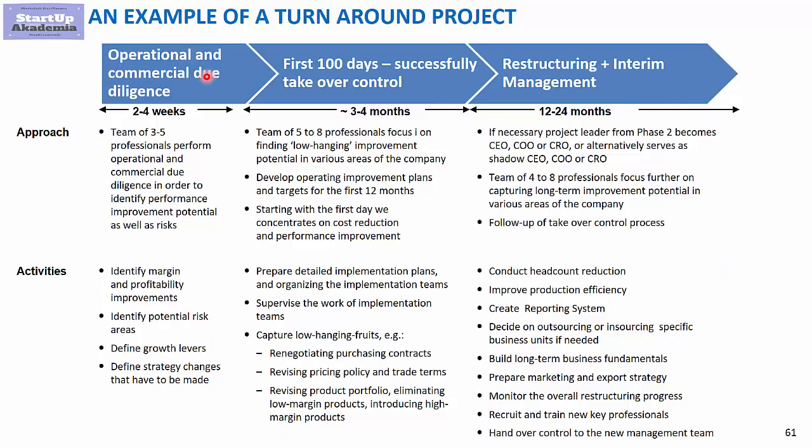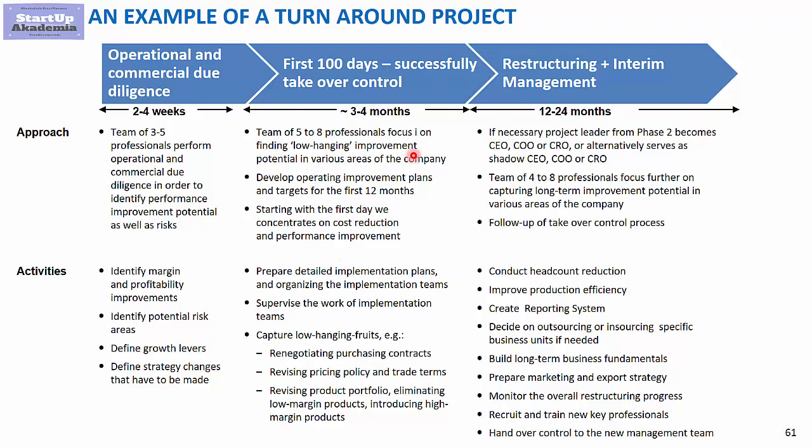Let's start with the first example. This is an example of a turnaround project, which consists of 3 phases: operational and commercial due diligence, first 100 days successful takeover control, and then restructuring interim management. I show here the duration in weeks for all stages, and then I show them our approach, so how we would approach specific stuff and what kind of activities we would be doing in each and every phase. So they know roughly what's gonna happen to them, what is the framework we're gonna use, how long it will take, and obviously what is our approach.